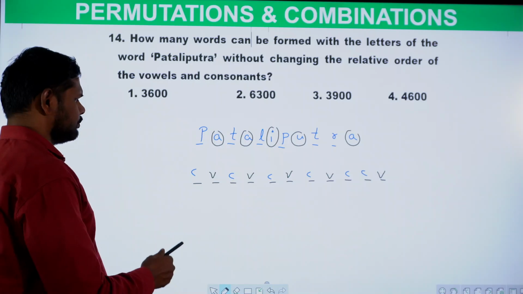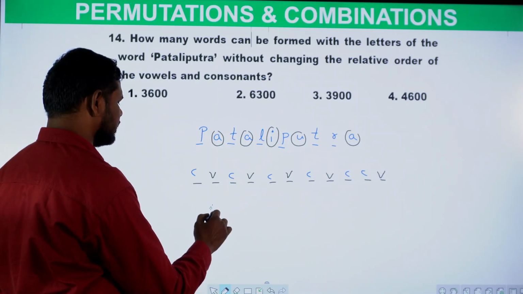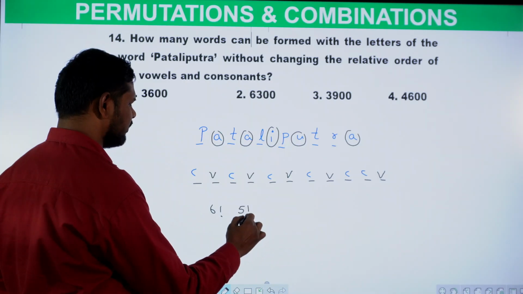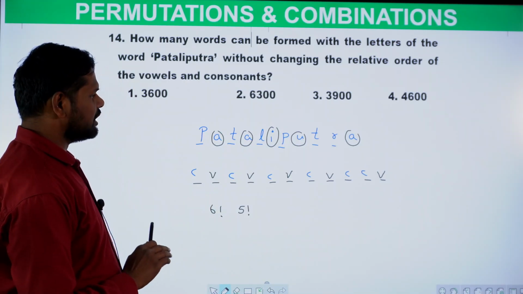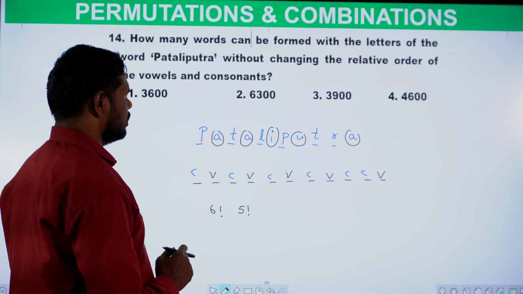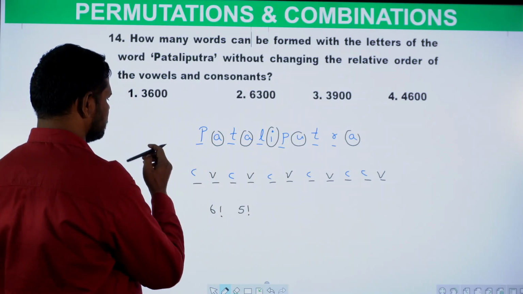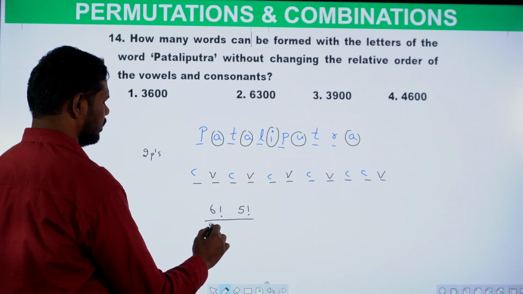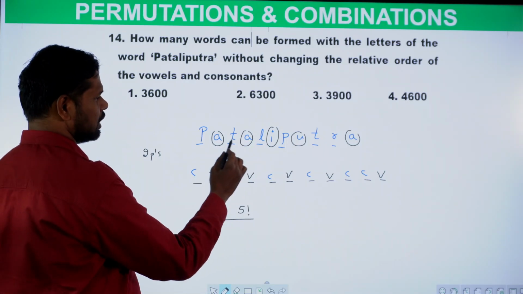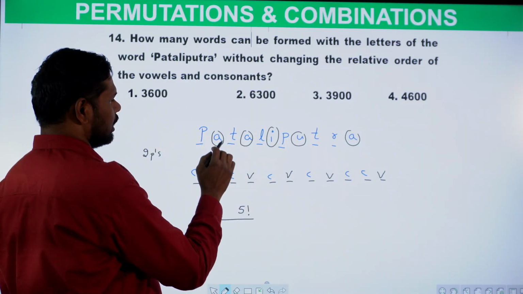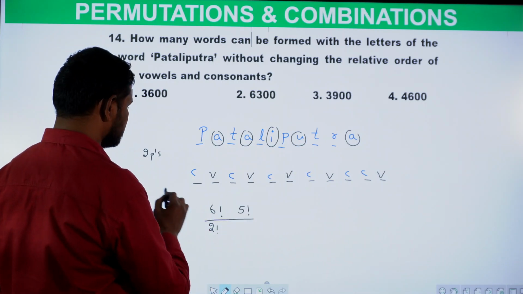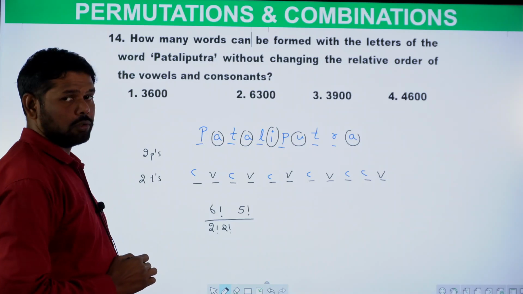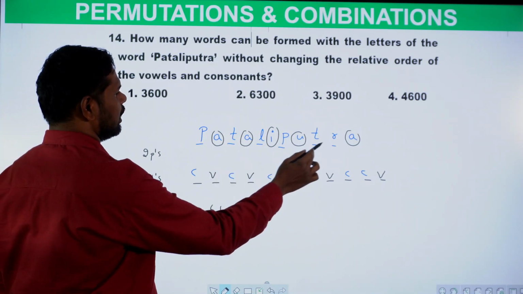Right now, 6 consonants can be arranged in how many ways? 6 factorial. 5 vowels can be arranged in how many ways? 5 factorial. But some repetitions are there, so we need to divide. Just observe the consonants. 2 P's are there, so I divide by 2 factorial. Then T and T, 2 T's are also there, so again I write 2 factorial. Next, L and R are different letters.